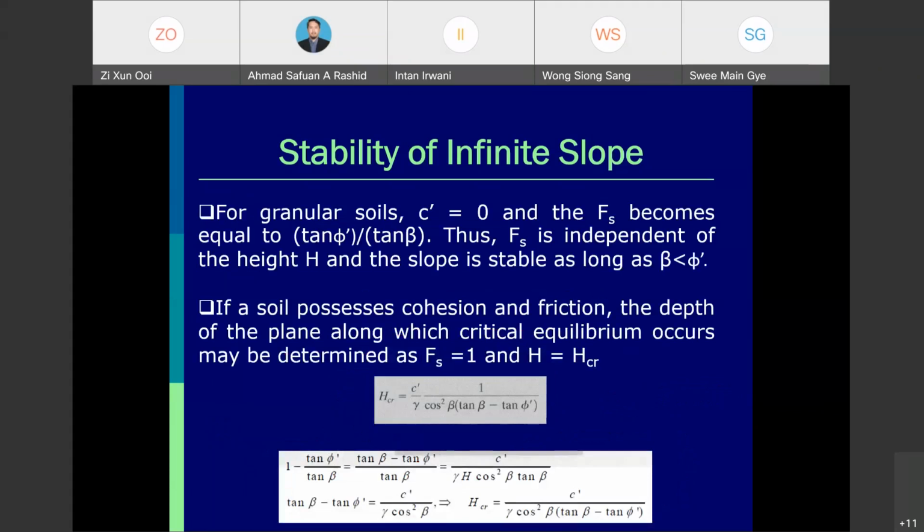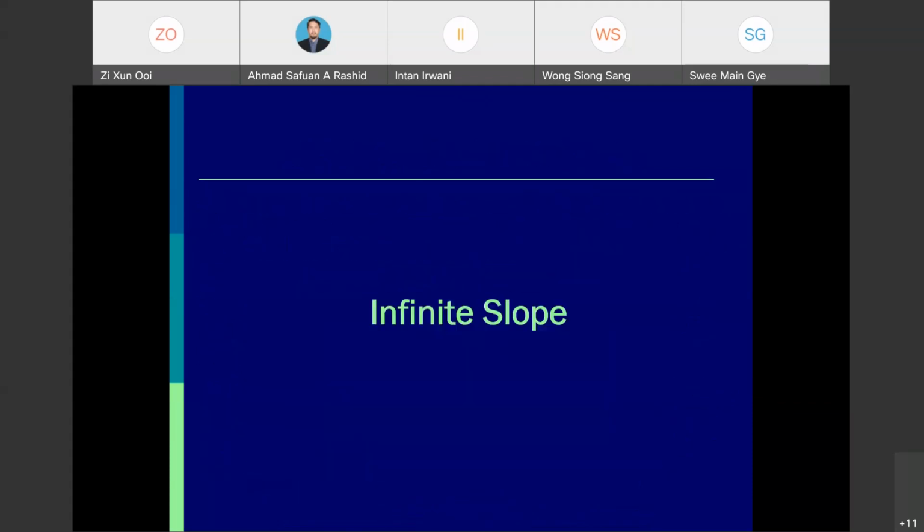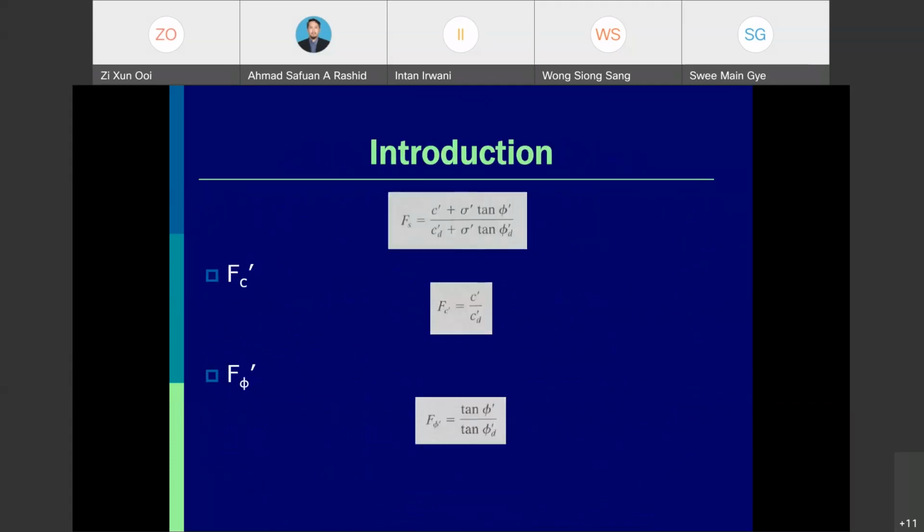Then they introduce another equation where we can find the critical height. For example, for granular soil, c is equal to 0, then the factor of safety becomes equal to tangent phi prime over tangent beta. So this is the one that we have discussed previously.